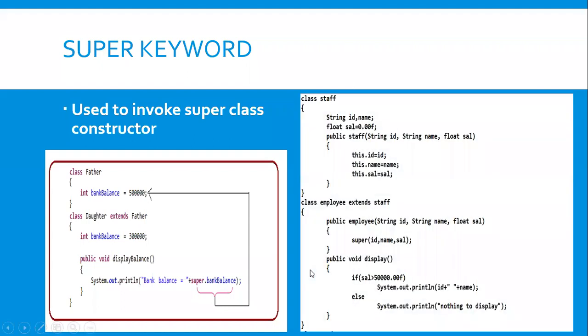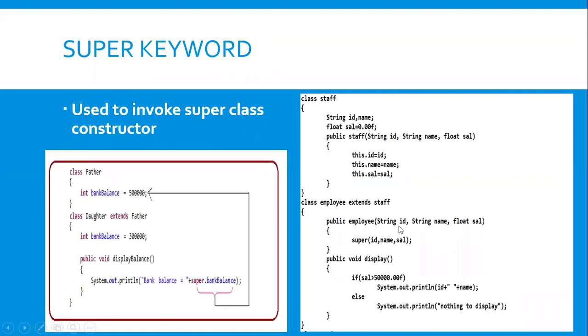Similarly, using this super, you can call methods also. You can call the constructor like this. For example, here I have a class called staff. In this, staff has some specifications like string ID and name and float salary, and the constructor which will initialize this ID, name, and salary. Now, employee is going to call its superclass constructor.